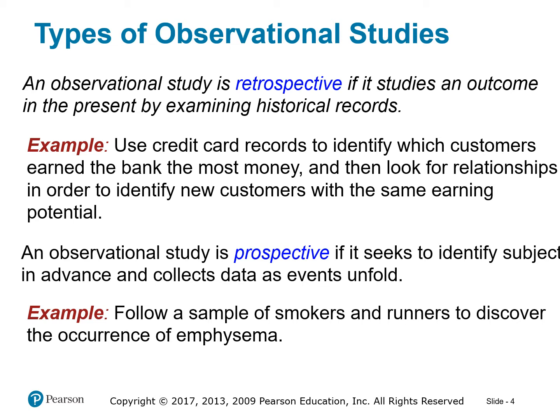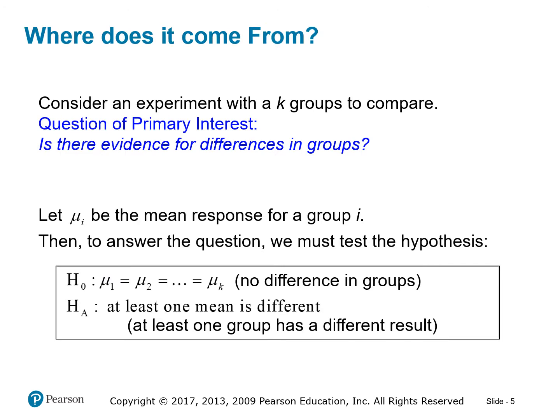Prospectives are trying to look at things in advance, so it's looking into the future. Retro is looking back, like retro clothing, and pro is going forward. So if you want to look at smokers and see if they are going to have a higher occurrence of emphysema than runners, notice we're comparing groups with this as well. Anyway, so where does the ANOVA come from?